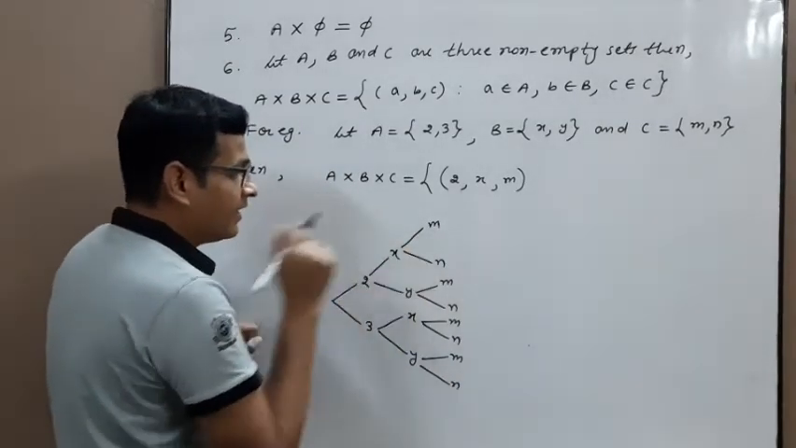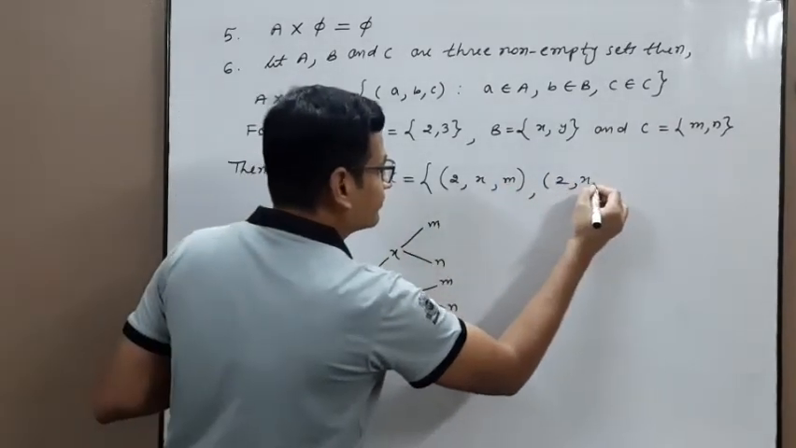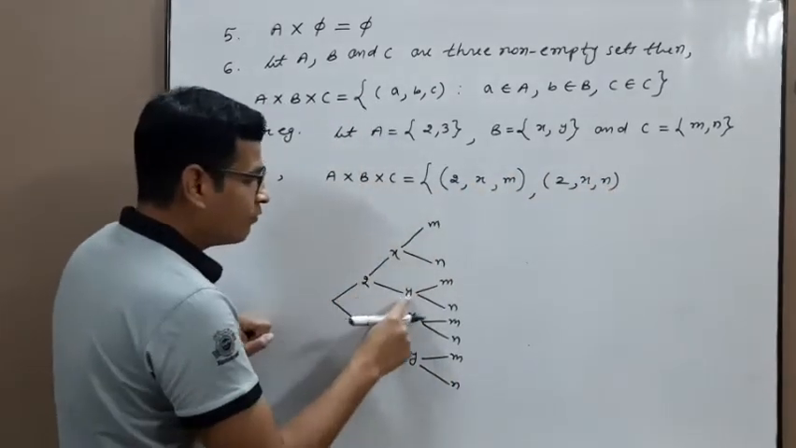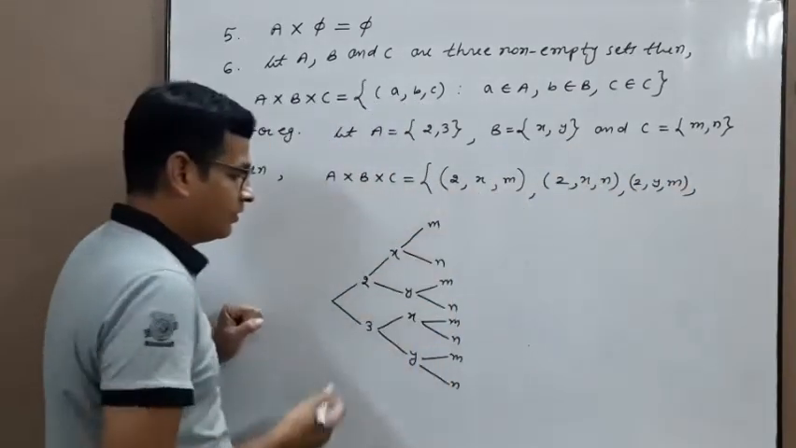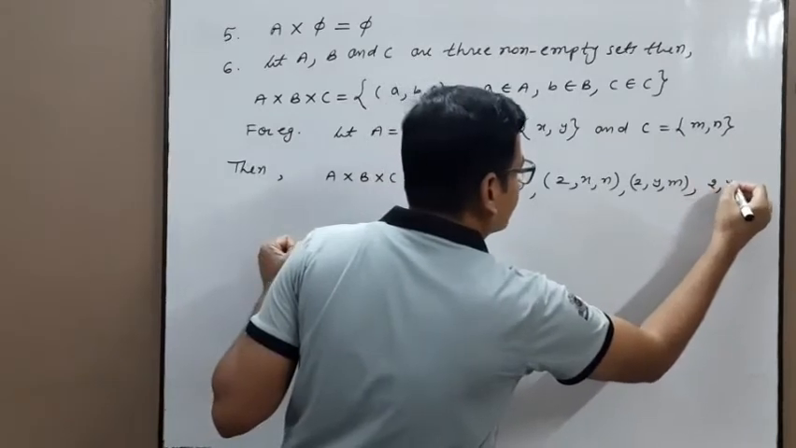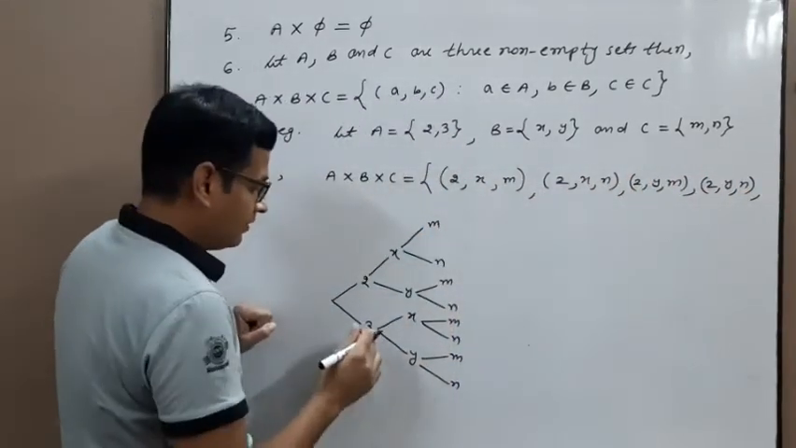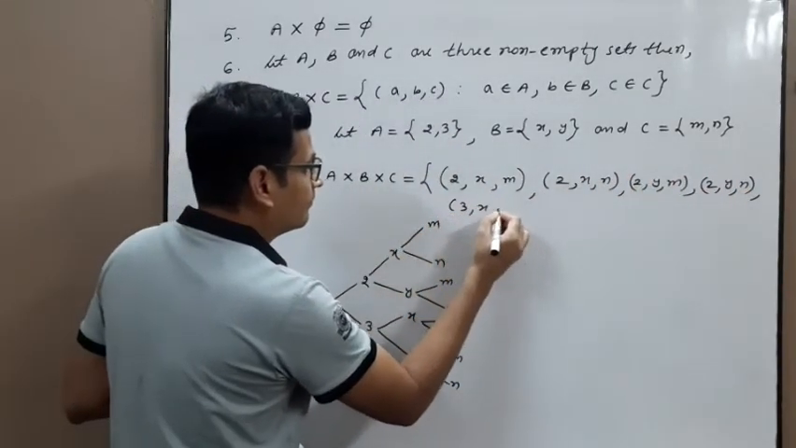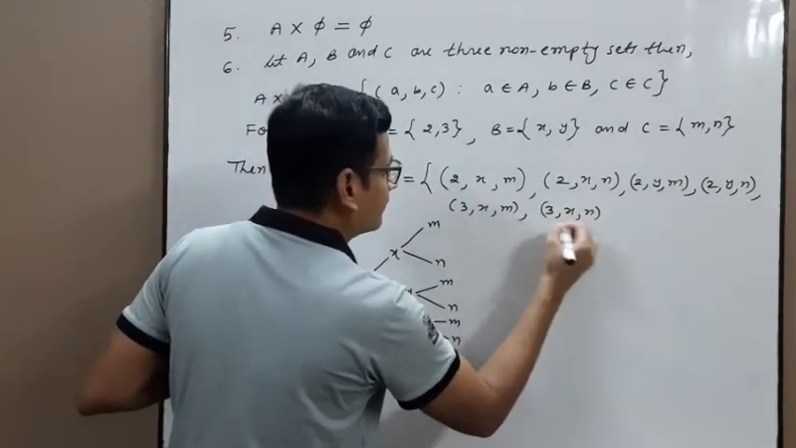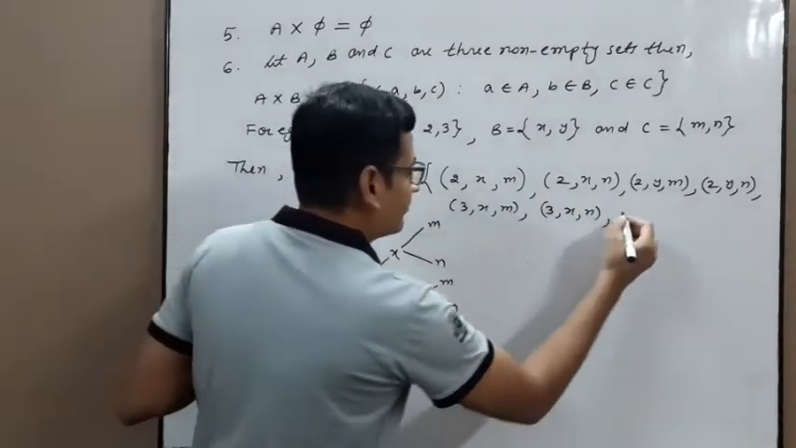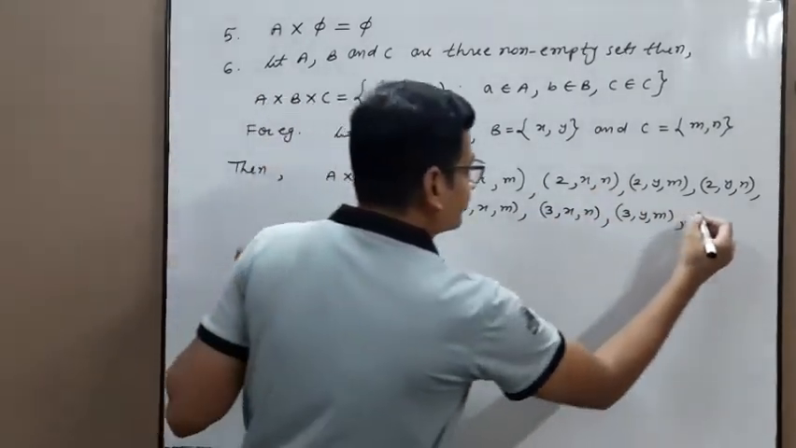Means 2xm, then 2xn, 2ym, 2yn, 3xm, 3xn, 3ym, 3yn.